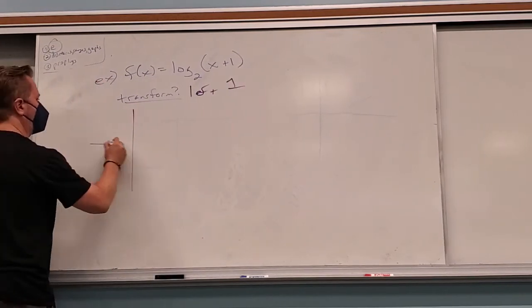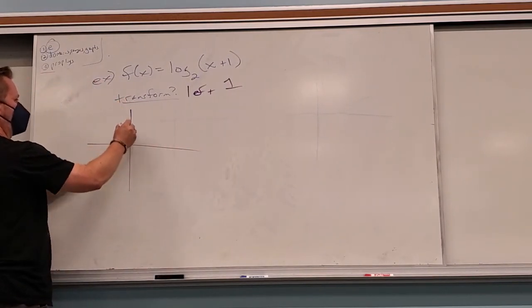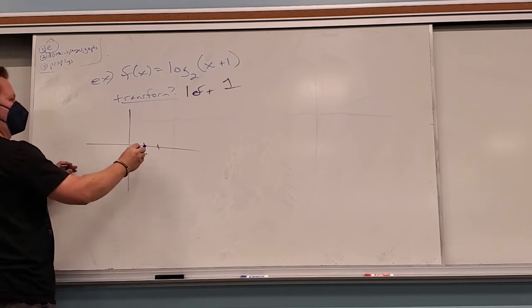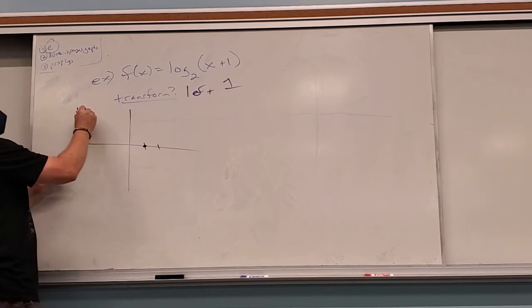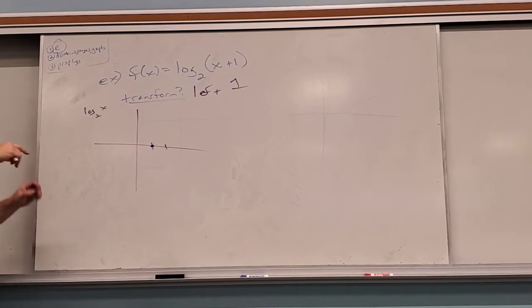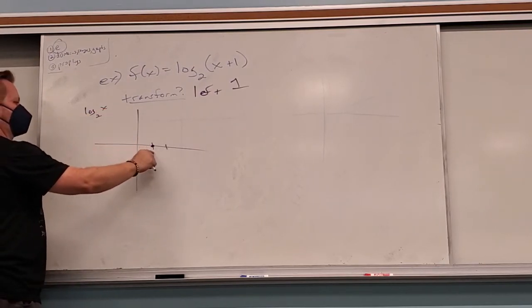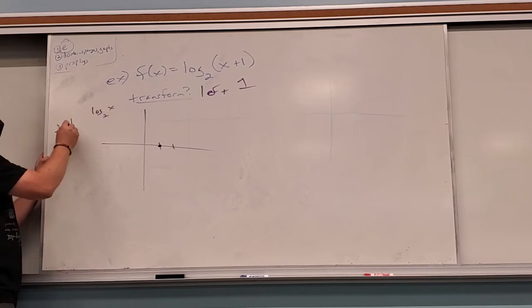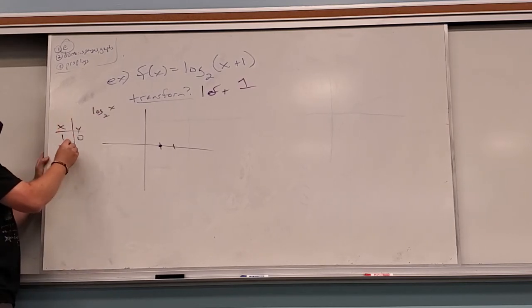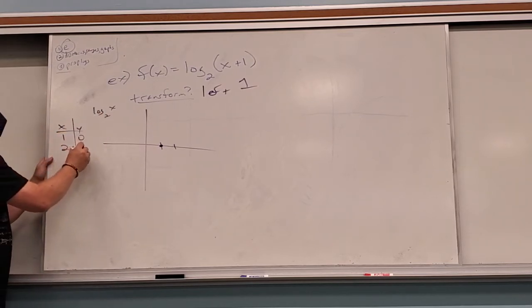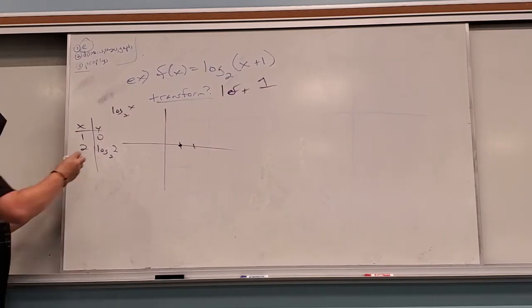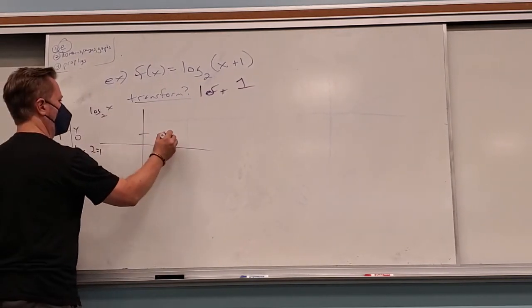So a normal log base 2 has an asymptote here. It goes through 1, 0. Right? So the normal log base 2 of x. What's log base 2 of 1? 0. What's log base 2 of 2? What power does 2 need to become 2? 1. So it goes to the point 2, 1.